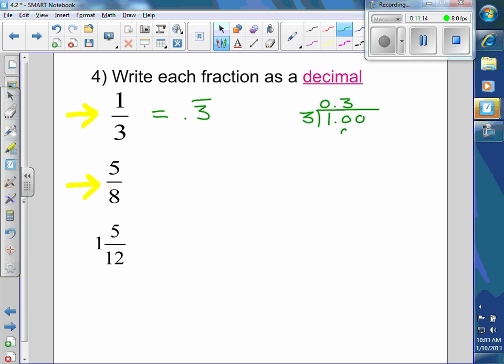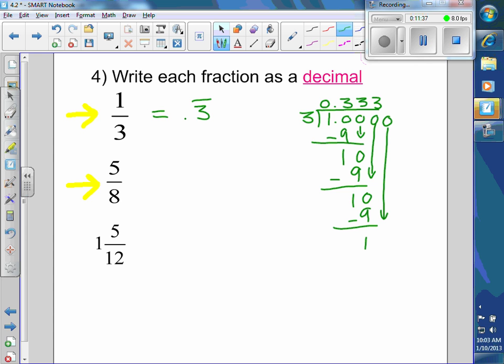3 times 3 is 9. When we subtract, we get a 1, so now you bring down the 0. 3 goes into 10 3 times. 3 times 3 is 9. When we subtract, we get a 1, so you add a 0 and bring it down. 3 goes into 10 3 times. 3 times 3 is 9, so you subtract, you get a 1 and bring down a 0. And hopefully after a while, you're like, oh, okay, I get it. Right? So if you forget, it's not a big deal. You'll remember really quick. Okay.